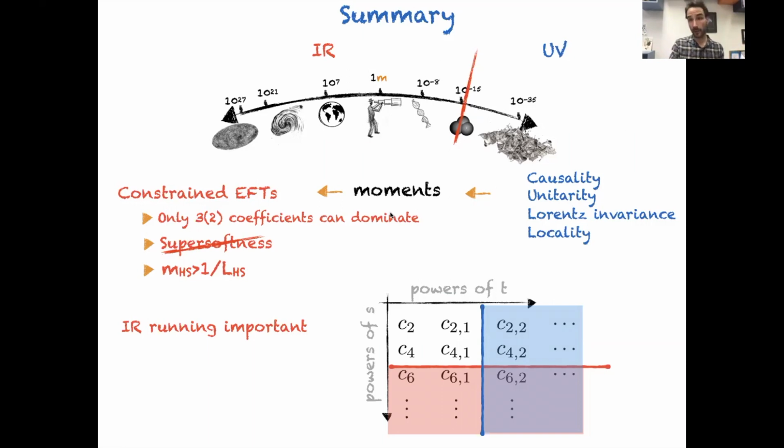First of all, I showed you that of all the possible coefficients, there are only 3 or 2 that can dominate. I showed you that this idea of supersoftness is actually never realized in practice, although consistent from an infrared point of view. And finally, I showed you this nice application to the fact that higher spin particles are always heavier than the cutoff. In the last part of the talk, I also discussed calculable running effects within the effective field theory, and in particular the fact that they affect all bounds with coefficients that have sufficiently many powers of energies, or sufficiently many powers of t.